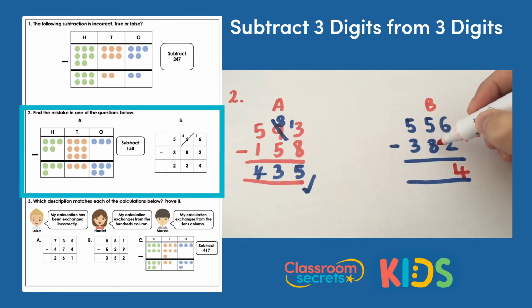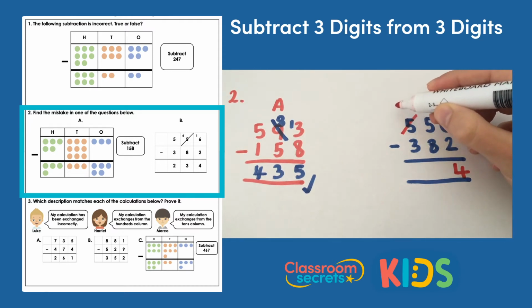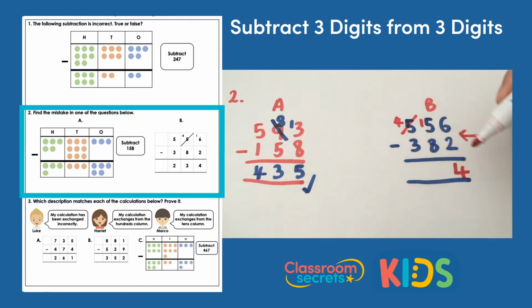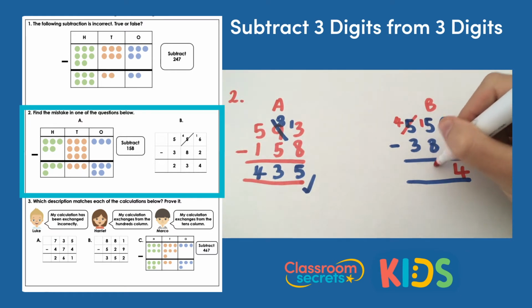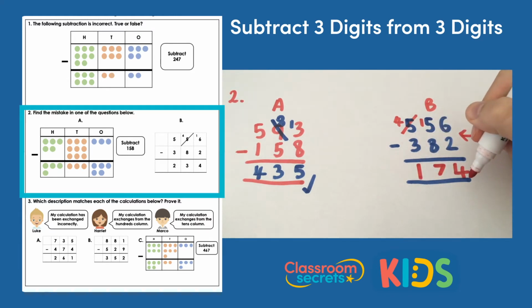5 take away 8 I can't do. 8's bigger than 5, so I've got to go and exchange in my hundreds. It becomes a 4. That exchange goes there in my tens. 15 take 8 then is 7, and 4 take 3 is 1. 174. They got 234, so the mistake is in B. They made an error, a mistake when exchanging. They exchanged in their ones when they should have exchanged from their hundreds into their tens. The answer should be 174.